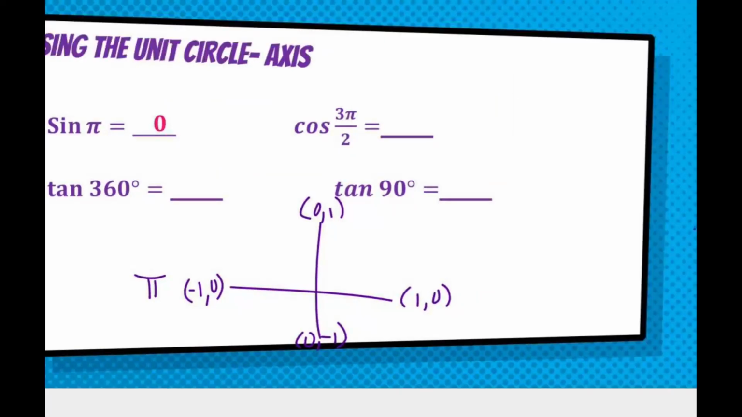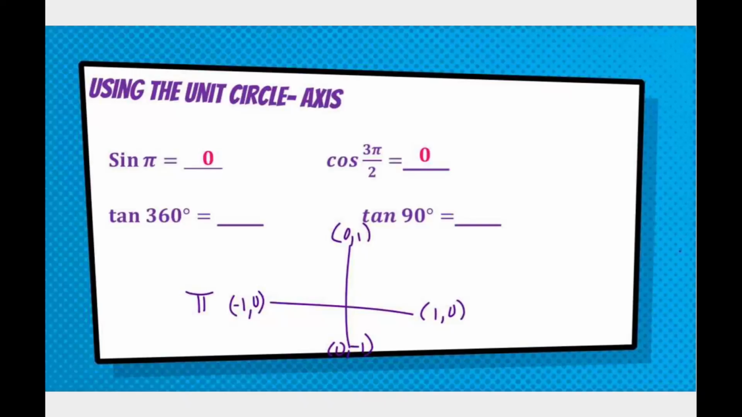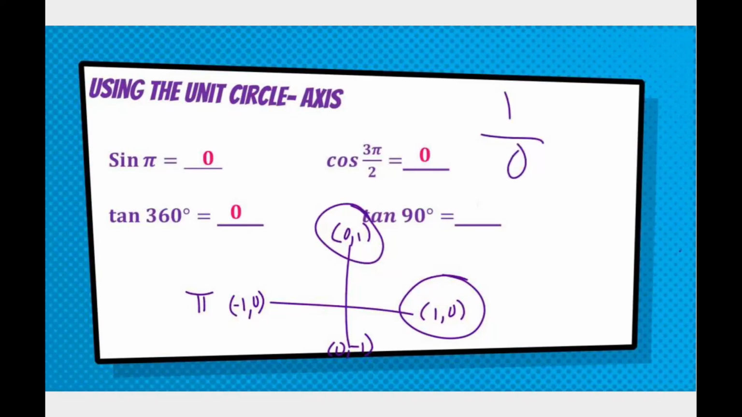Cosine of 3 pi over 2, that is this area right here. Cosine is the x, so the x value at that ordered pair is 0. Tangent of 360 degrees all the way around the circle, that's talking about this. We do y divided by x, so 0 divided by 1 is 0. And then tangent of 90 is talking about this one. Y divided by x is 1 divided by 0, and that is a no-no. We cannot do that, so that is undefined. We can never divide by 0. So tangent of 90 is undefined.